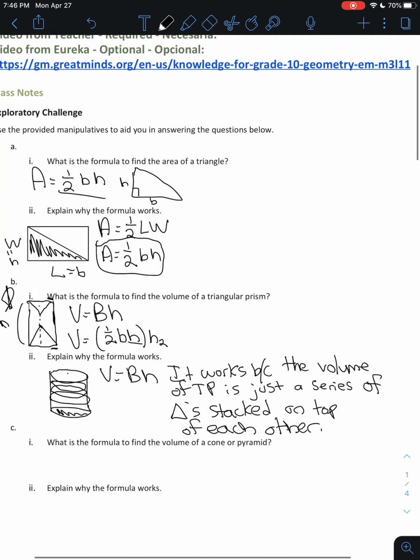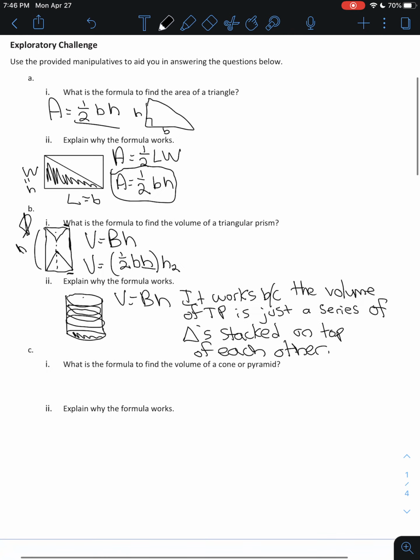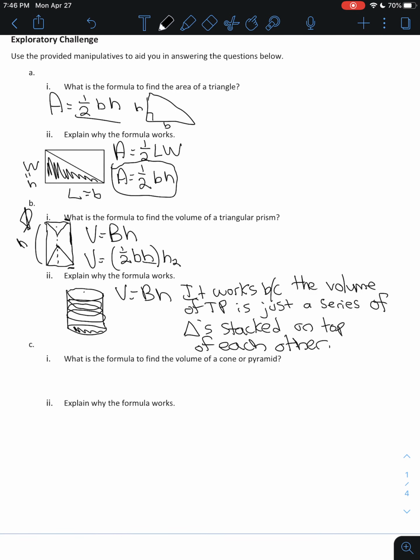Let's look at our next question over here. So what is the formula to find the volume of a cone or pyramid? Well, again, if you remember from previous lessons, volume of a cone or pyramid is just volume equals 1/3, whatever the base is, times the height.